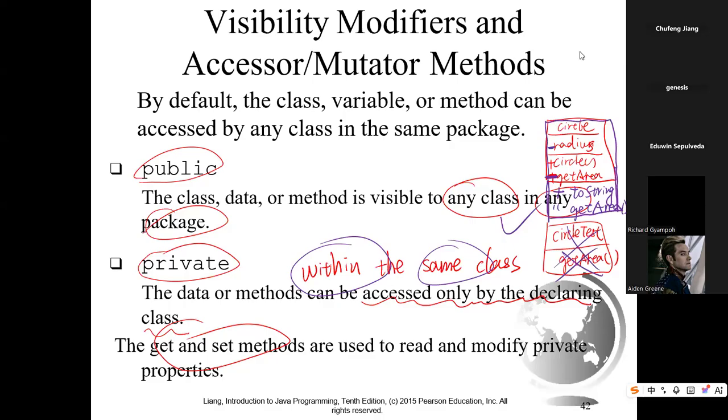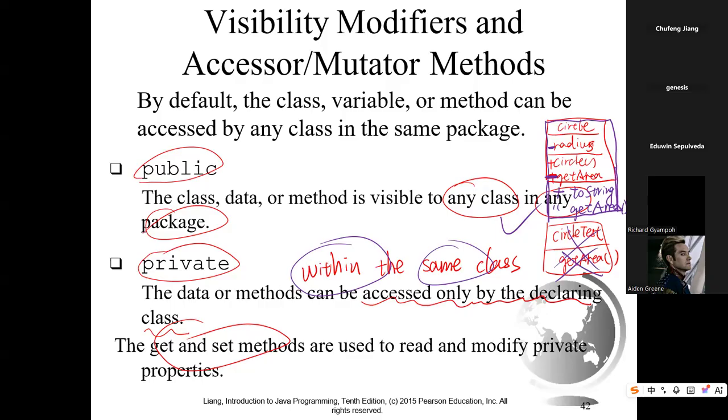Okay, last week we talked about visibilities, modifiers, and accessor methods. We haven't talked about the mutators. Let's start by reviewing the visibilities. By default, the class, variables, or methods can be accessed by any class in the same package. We have used some keywords like public and private.